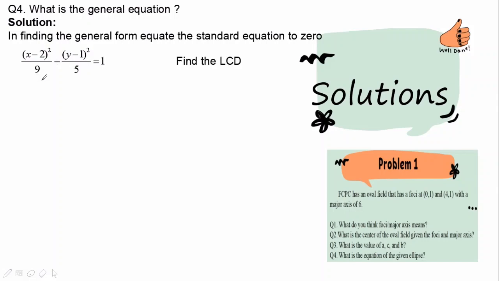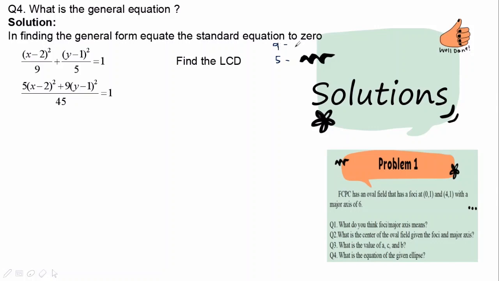Next, we will find the LCD of the two, since the denominator of the first term is 9 while the denominator of the second term is 5. In getting the LCD, you can multiply the two, 9 times 5, 45. So it's up to you. Or we will write the multiples of 9 and 5. So let's have a quick review from your junior high school on finding the LCD or the common multiple.